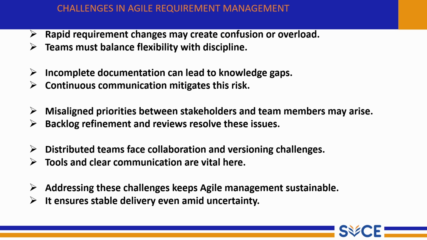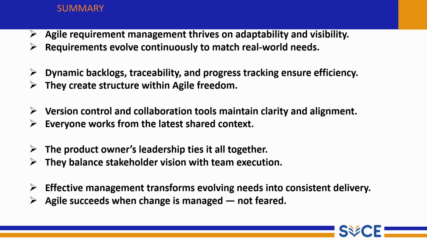Misaligned priorities between the stakeholders and the team members may arise. Backlog refinement and reviews resolve these issues. Distributed teams face challenges with collaboration and versioning the changes. Tools and clear communication are vital here. Addressing these challenges keeps the agile management sustainable. It ensures stable delivery even amid uncertainty. In the next slide, we will see the overall summary of this session.